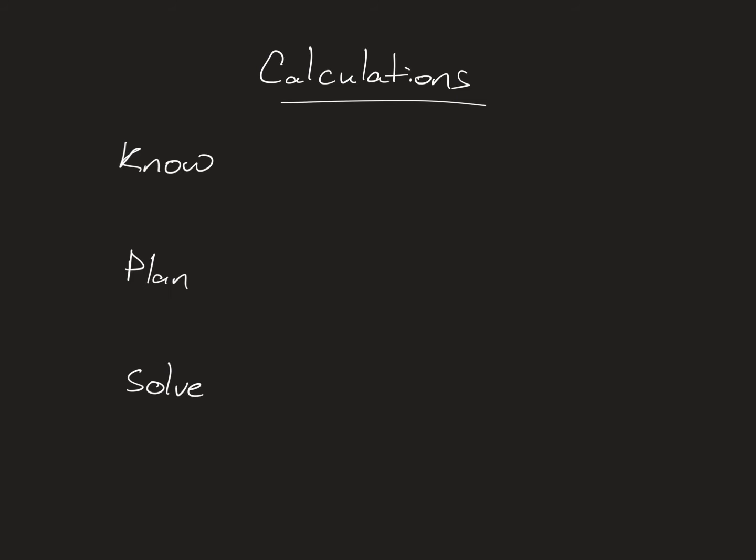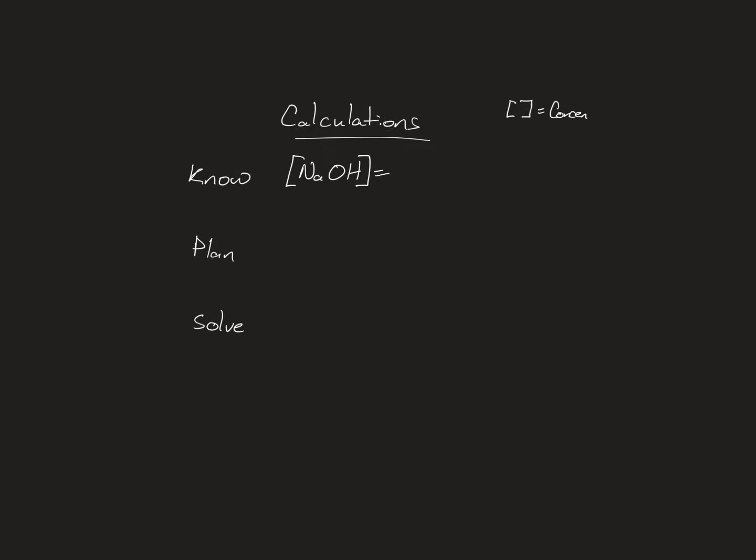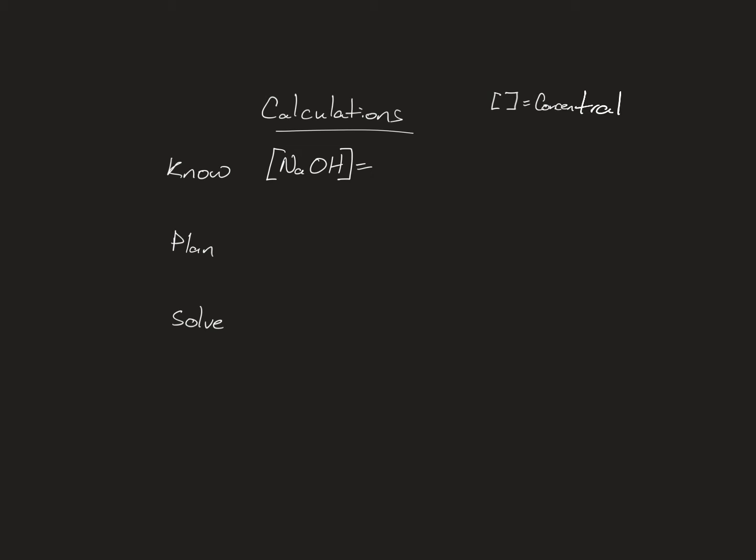What do we know? We know that the sodium hydroxide concentration is equal to, and I'm going to put a square bracket, that means concentration. So just as a note, square brackets means concentration. It's on the board too. So if you want to look, you can see it up there. So when talking about concentration, you know that the concentration of sodium hydroxide is 0.1 molar or 0.1 moles for every 1 liter.